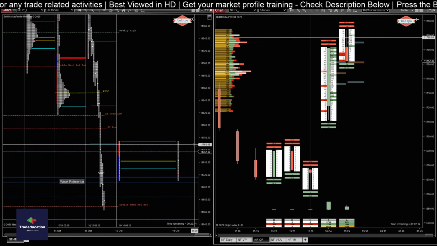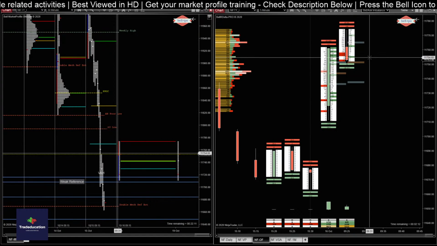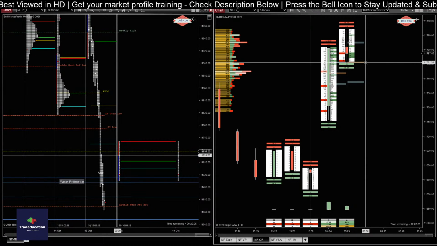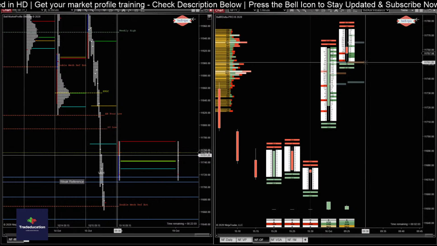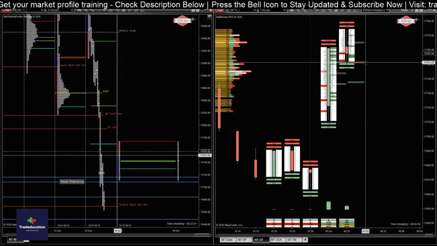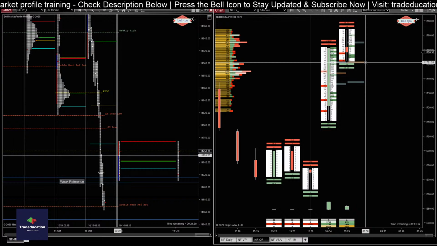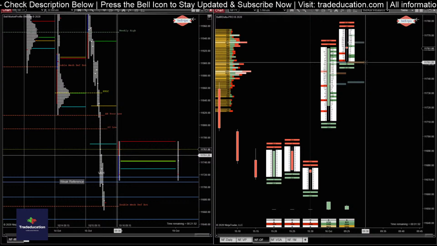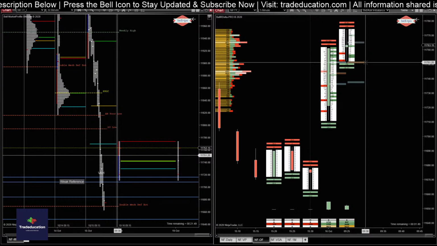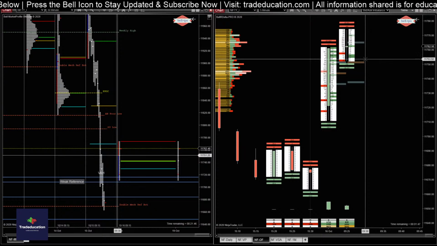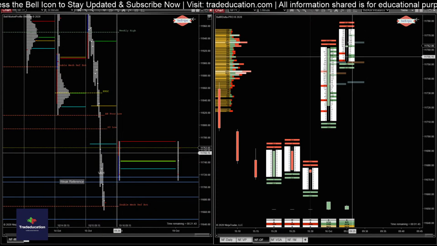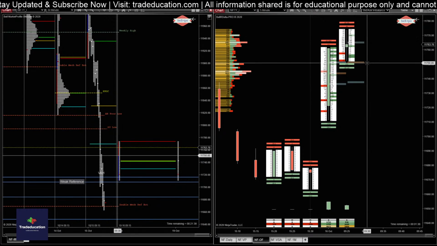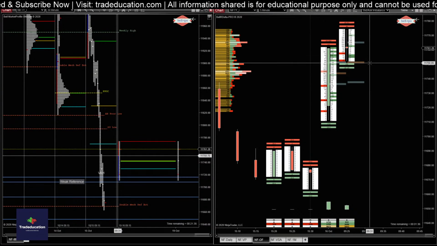Okay, so right now it is getting rejected. Sellers are stepping in. So let's look at VWAP, what happens around the VWAP. Okay, so buyers are again stepping in. So let's see which way the auction develops further. Does it continue to the higher side, because right now VWAP is acting as the level of support.